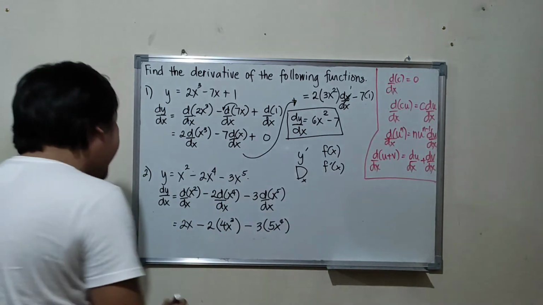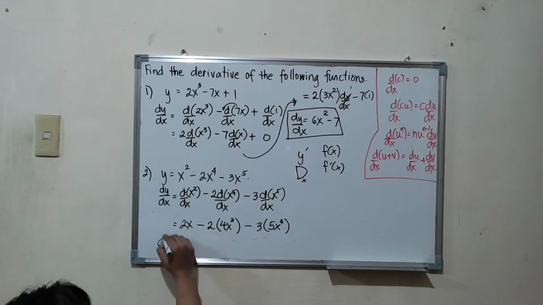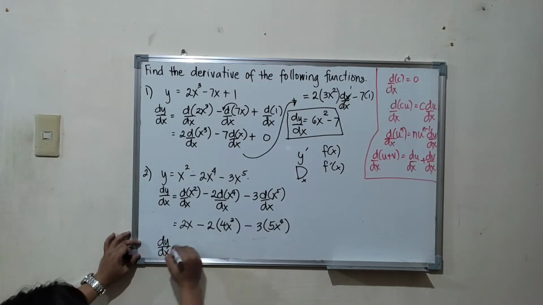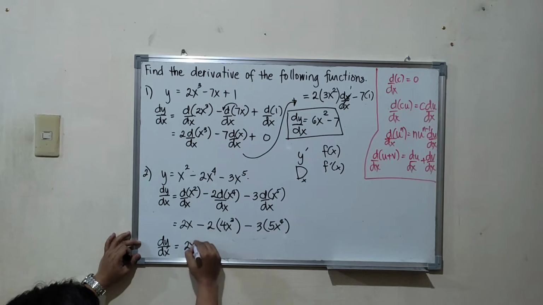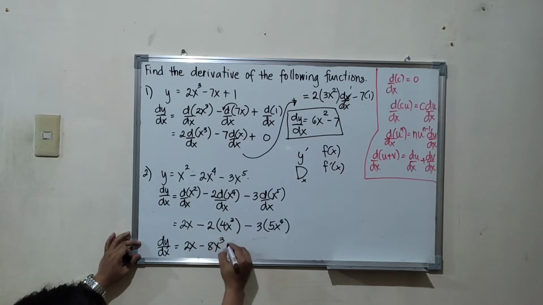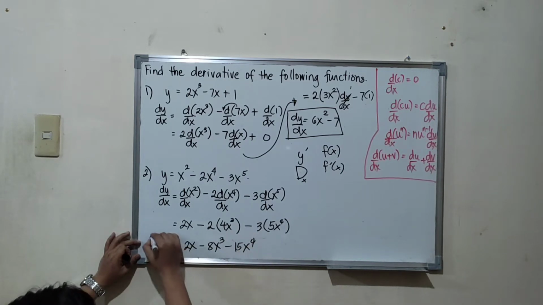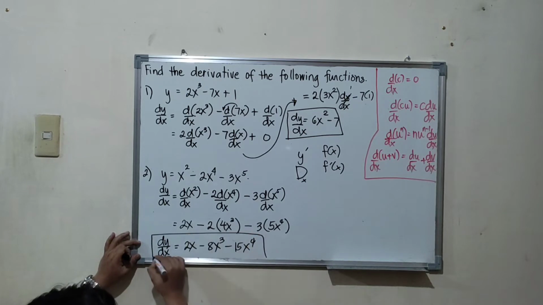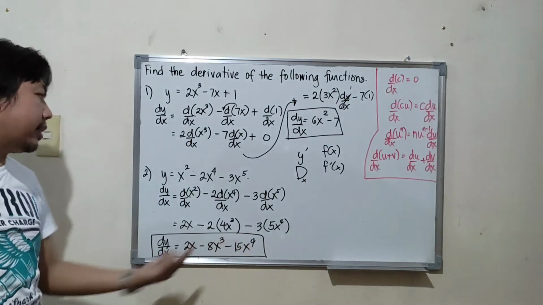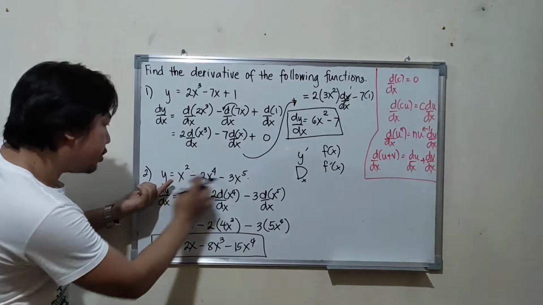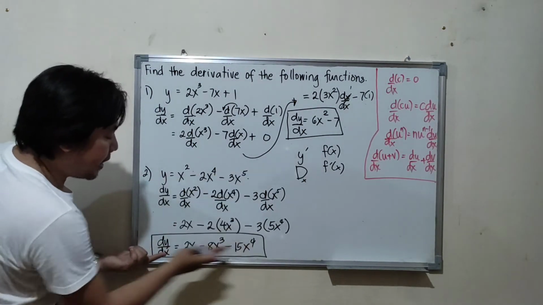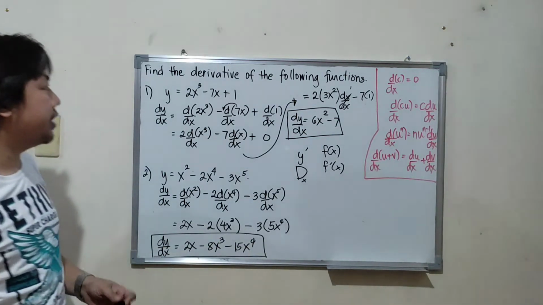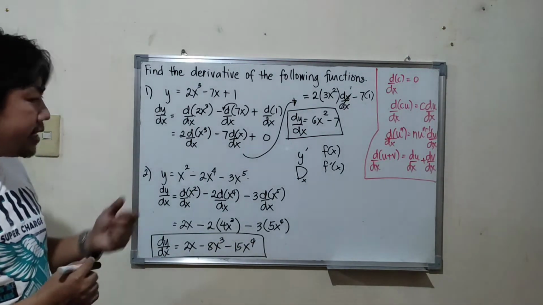So therefore, the final answer, we have the derivative of y with respect to x. So just simplify. We have 2x minus, multiply this, so we have 8x cubed minus 3 times 5 is 15x to the fourth. Okay? So if you want to arrange in descending order of power, you can arrange that. But since the given is not arranged, it's the same. So that is the final answer. Okay, so next example.